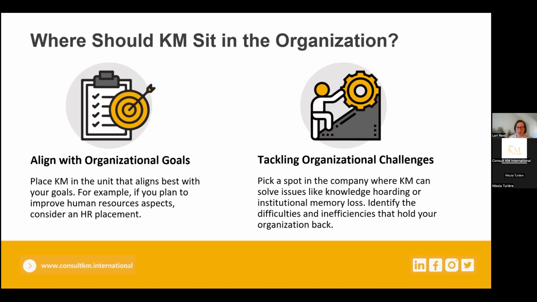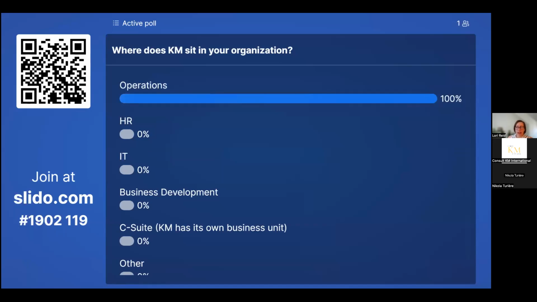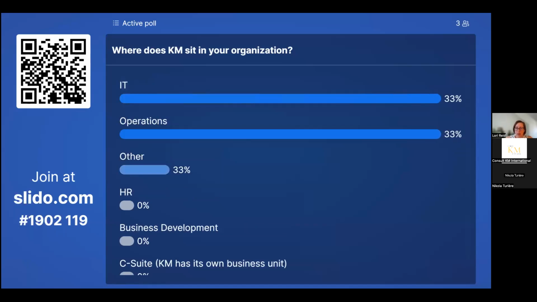So since we have a good number of people here, I'm kind of curious. I want to take our own survey and see from you where KM sits in your organization. So if you still have Slido open, go ahead and pull up this question. It should pop up for you. If you've closed Slido, you can scan the QR code again, or you can go to slido.com and enter that 7-digit number that's displayed in the bottom left-hand corner of this screen. And tell us where KM sits in your organization. I'm curious, how are things organized for each of you?